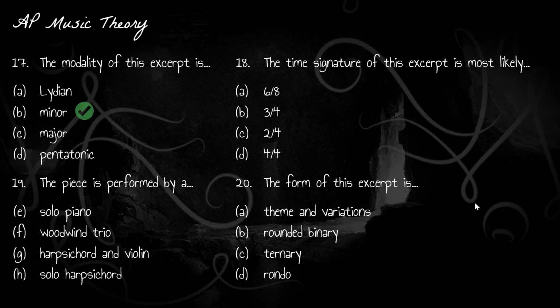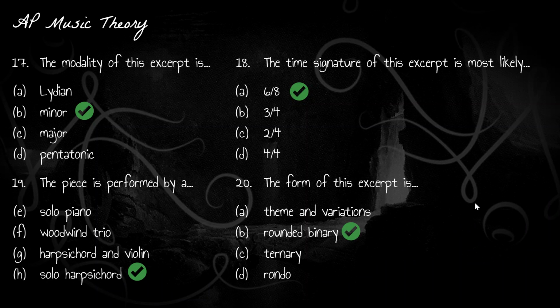Here are the answers. Answer to 17 is B. This excerpt is in minor. Answer to 18 is A. The time signature is most likely 6/8, a compound duple. Answer to 19 is D. The solo instrument is harpsichord.